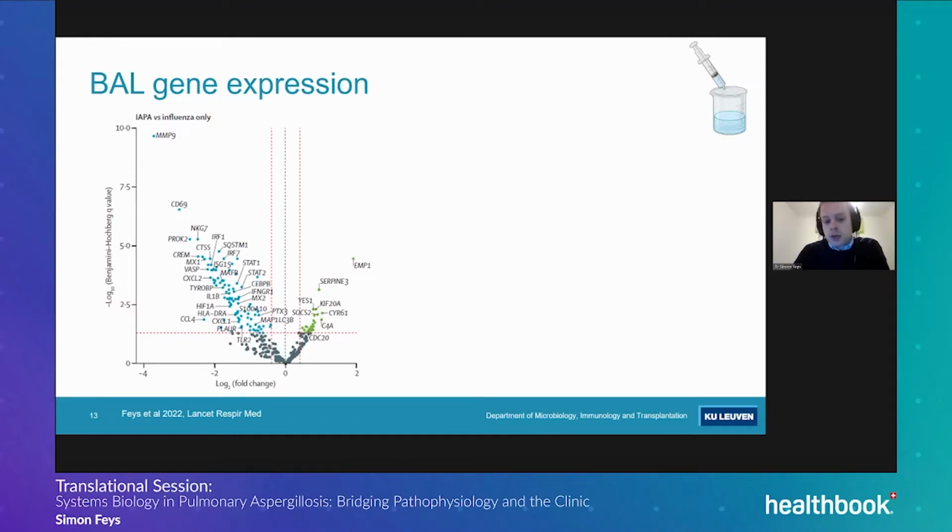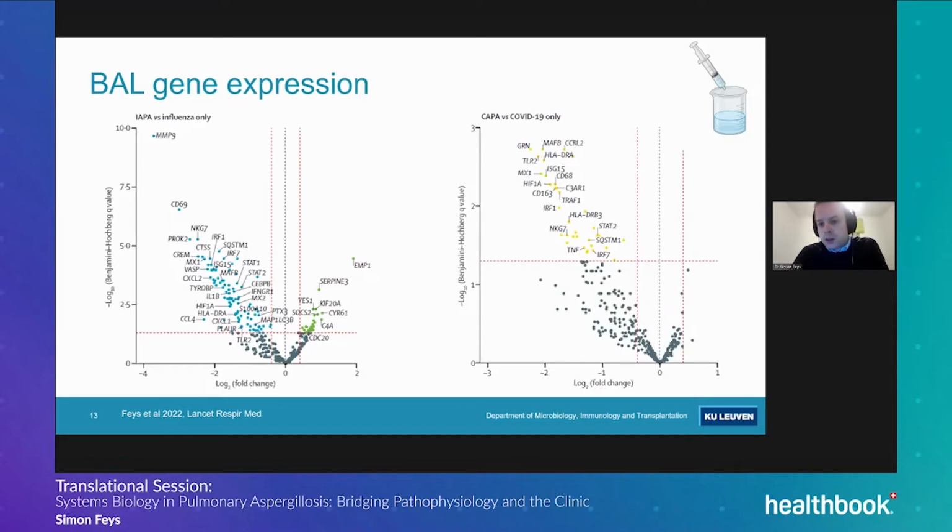We see that this volcano plot is skewed to the left. That means that a lot of genes linked to innate immunity are actually downregulated in VAPA patients compared to influenza-only patients. We see some interesting ones like pentraxin-3 and MAP1LC3B, which have important functions in antifungal immunity specifically, and also a lot of genes linked to type 1 and type 2 interferon signaling. Both type 1 and type 2 interferon signaling are important in antifungal immunity and also in antiviral immunity.